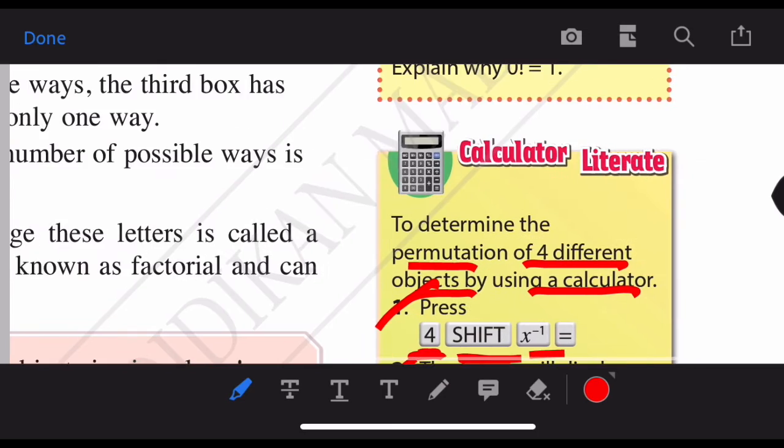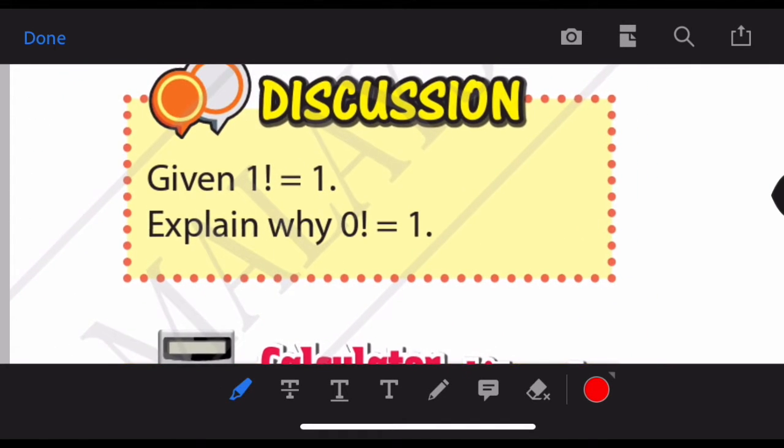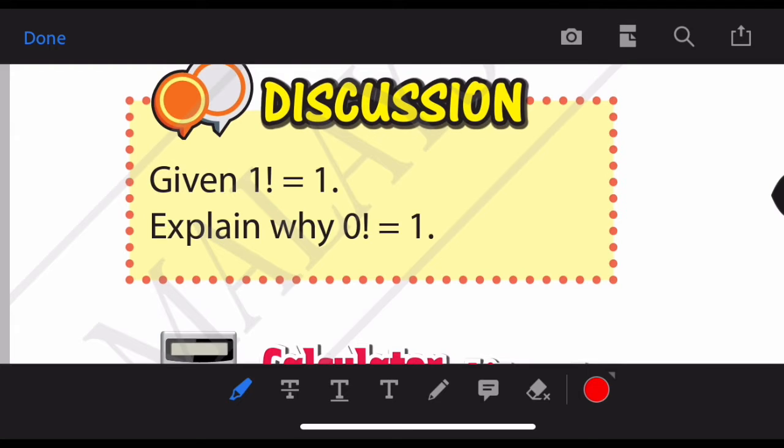Now you try to press this. If you press 1 factorial, your answer is 1. 0 factorial is not 0, it is 1. How to explain this?